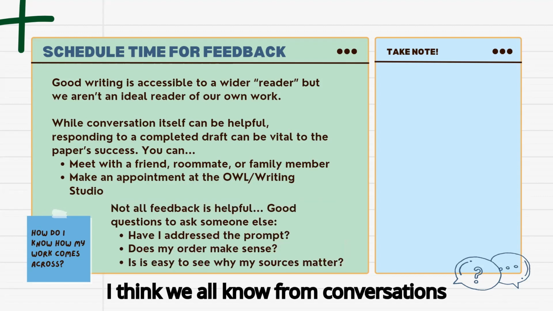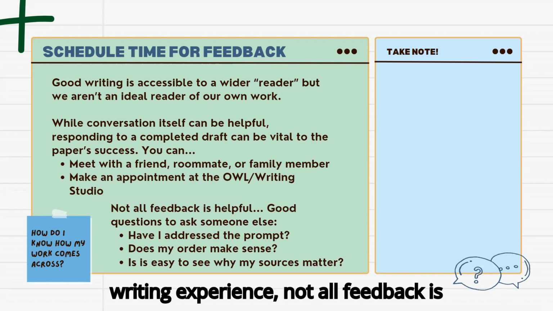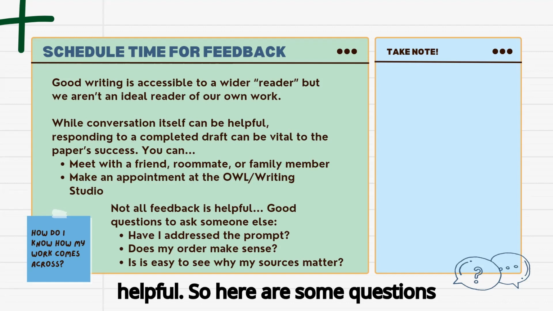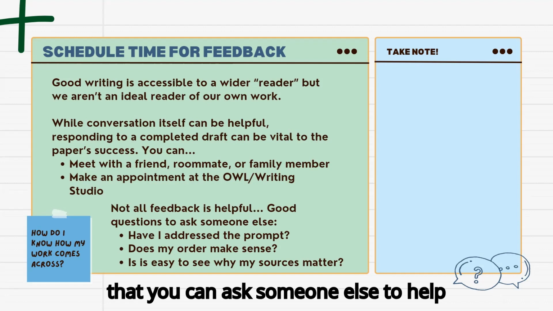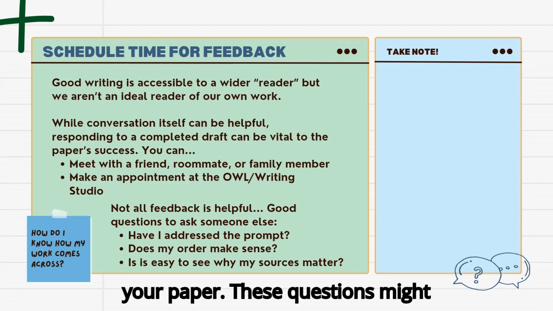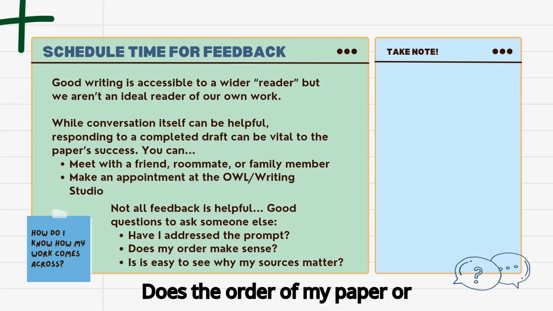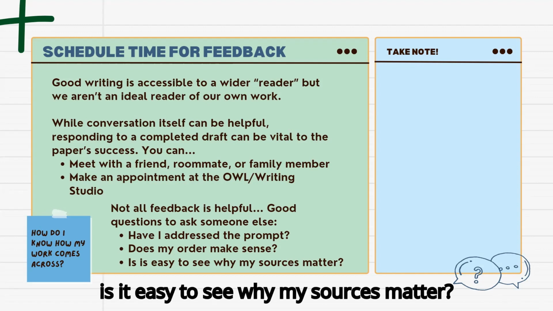I think we all know from conversations with our friends, or maybe even tough writing experience, not all feedback is helpful. So here are some questions that you can ask someone else to help them give you meaningful feedback about your paper. These questions might include, have I addressed the prompt? Does the order of my paper or organization make sense? And is it easy to see why my sources matter?